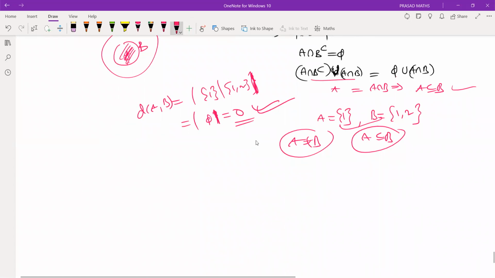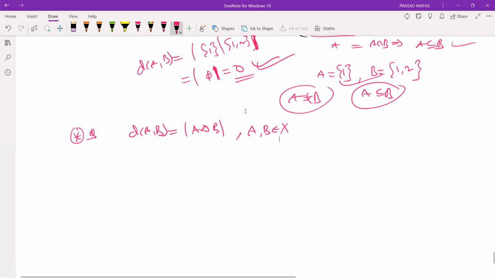Okay. Next is the same example. If you take d(A, B) is nothing but the cardinality of A delta B. Is it a metric? No. So there is no problem with non-negativity, right? There is no problem with symmetry because A delta B is the same as B delta A.